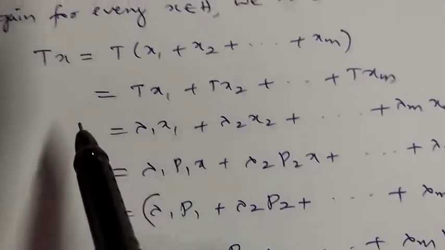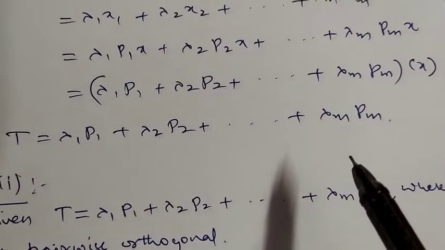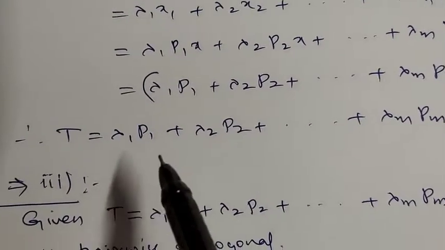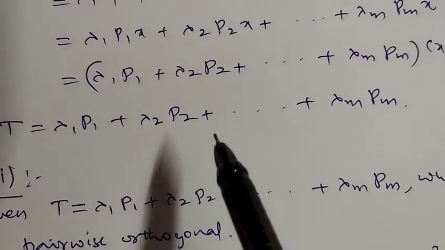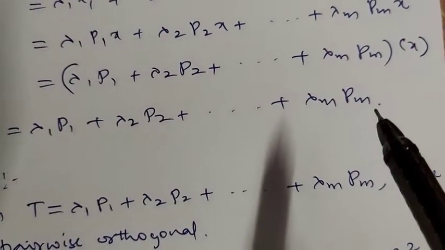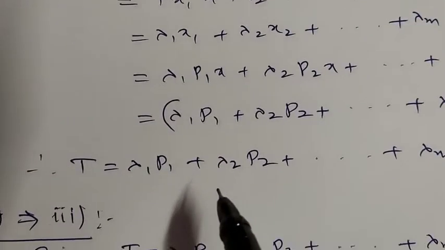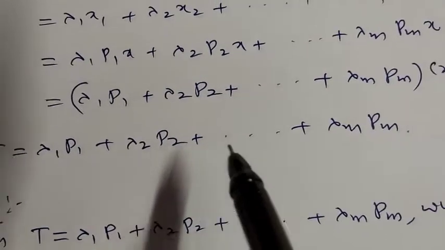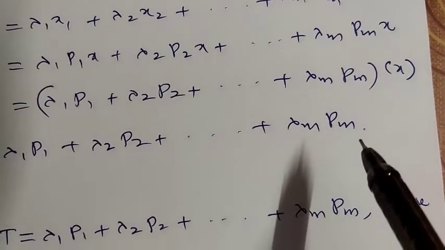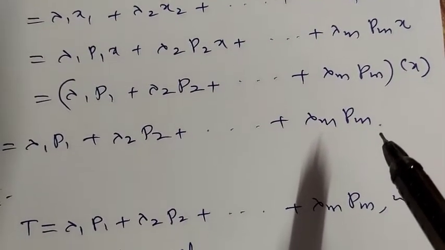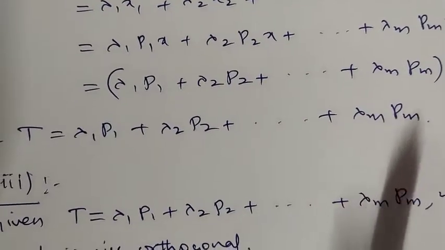So what is on the left? T of x is equal to lambda 1 p1 plus lambda 2 p2 etc. lambda m pm of x, means what? T becomes lambda 1 p1 plus lambda 2 p2 etc. lambda m pm. So thus we have shown p1 plus p2 etc. pm is equal to I, and T is lambda 1 p1 plus lambda 2 p2 etc. lambda m pm. So we have proved 2. So 1 implies 2, right?